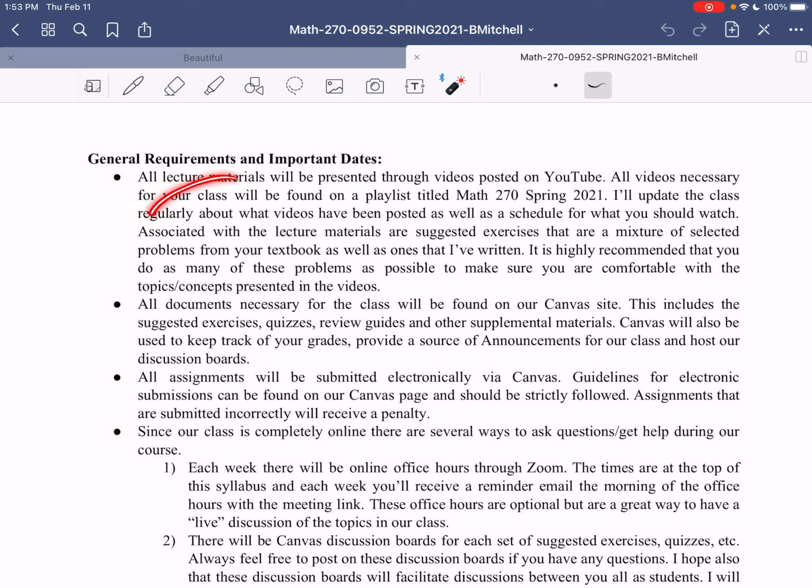So first of all, keep in mind that all the lecture materials will be presented through videos posted on YouTube. That's what I mentioned at the beginning as an asynchronous course. There are no mandatory live lecture meetings. Instead, you can watch the videos at your own pace. I will be putting up schedules that give you a recommended pace so that you're keeping up with the material, but it's your choice when you want to watch those videos.